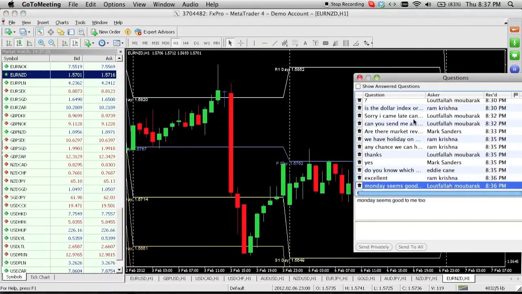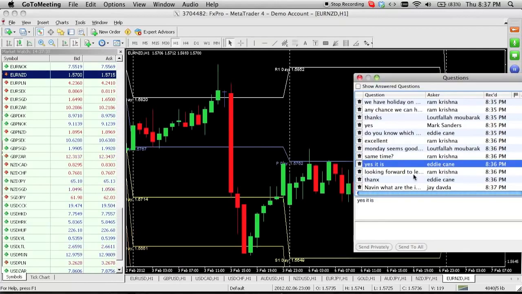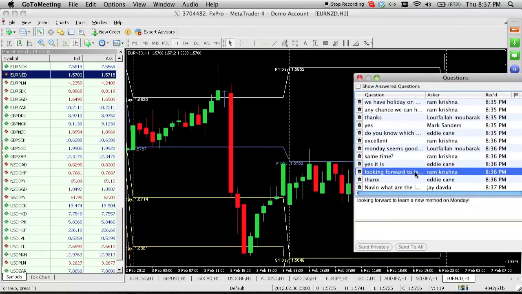Ram, excellent. Lufthansa, Monday seems good to me too. Okay, same time. I will announce it on the network, what time it will be. Yes, Ram, looking forward to learn a new method on Monday. Sounds good. It's going to be one of the methods that's on the website.